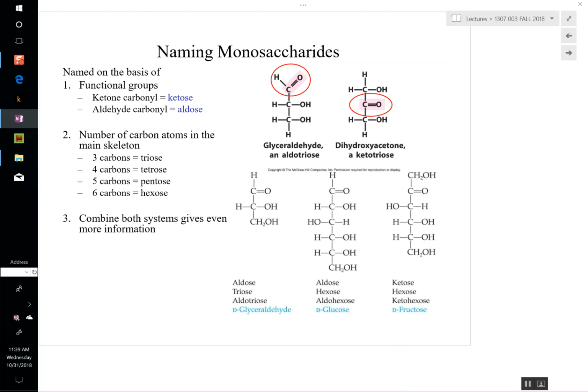And its name is, none of those are its name. All of those are just kind of, what group does it fit in? But its name is glyceraldehyde. That's the name of that monosaccharide. That's an important one. Where did they get glycer from? That's a good question.